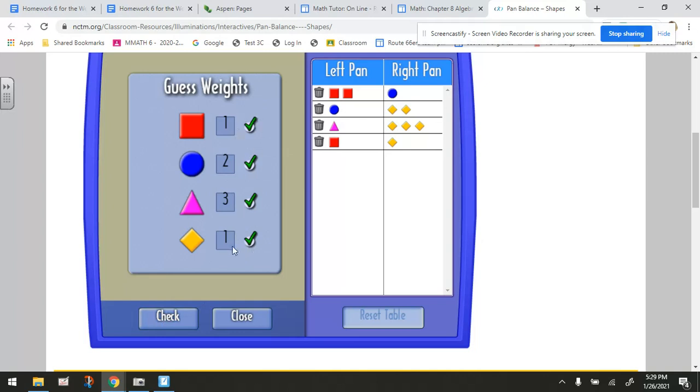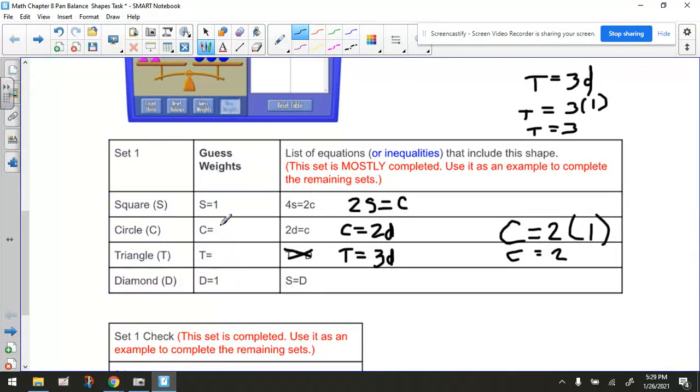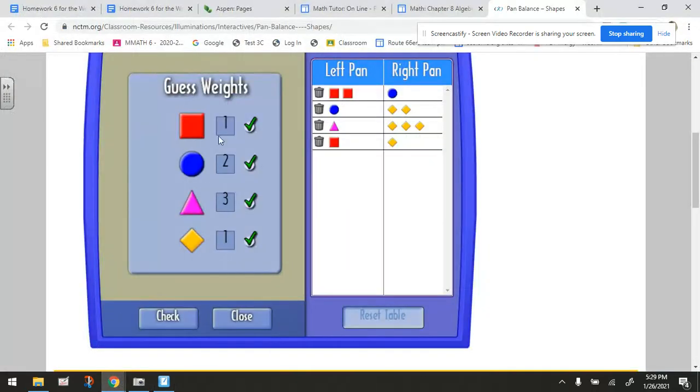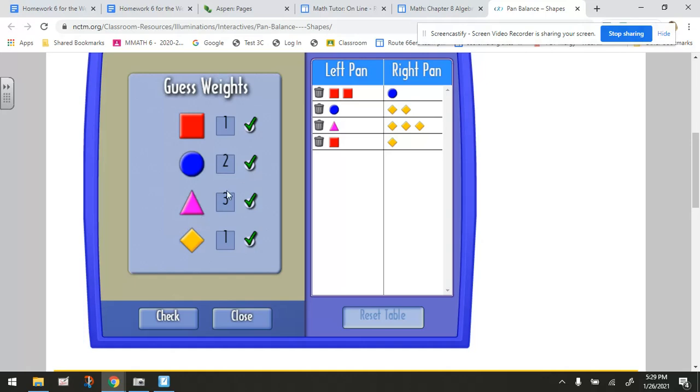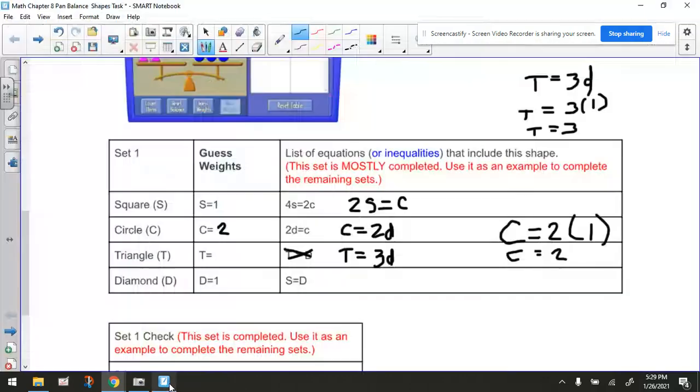You need to transfer these values into the table, right? So let's transfer these values. For circle, let's go back and look. We said circle is 2, so let's fill that in. Circle is 2. We already have this and we already have this, so we need triangle. Let's go back and look and see what the triangle is confirmed as being 3. So let's fill in a 3 here.